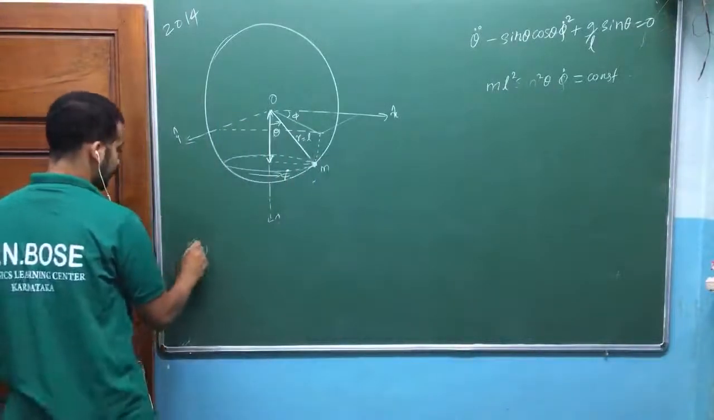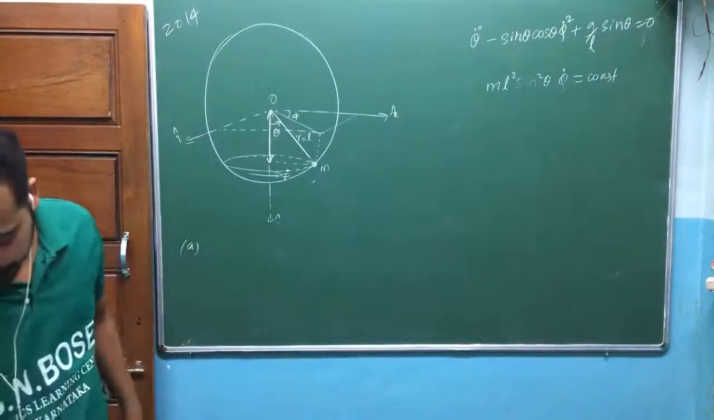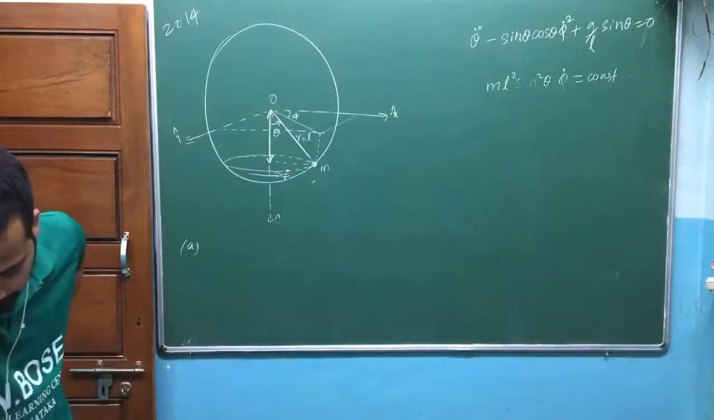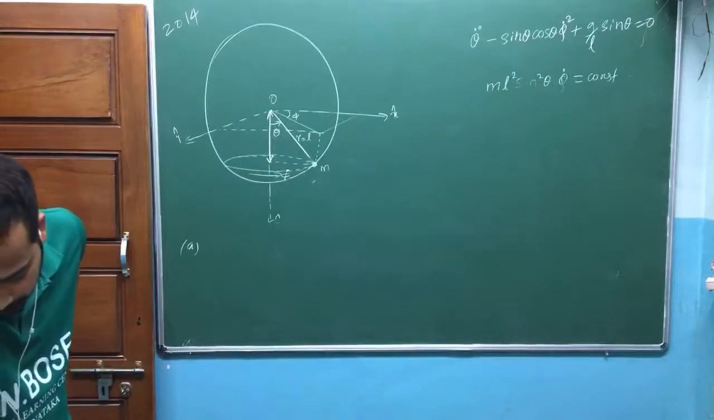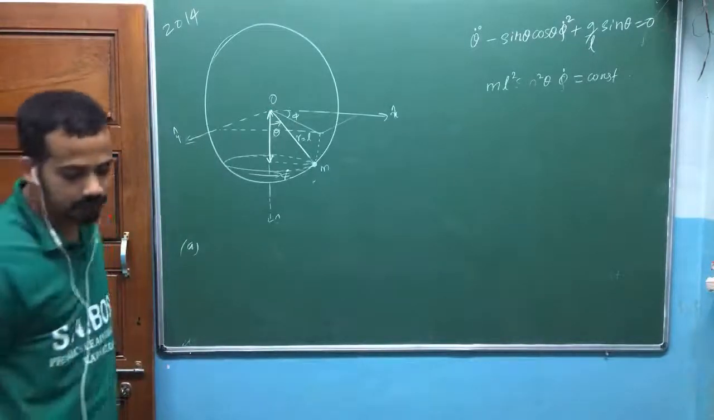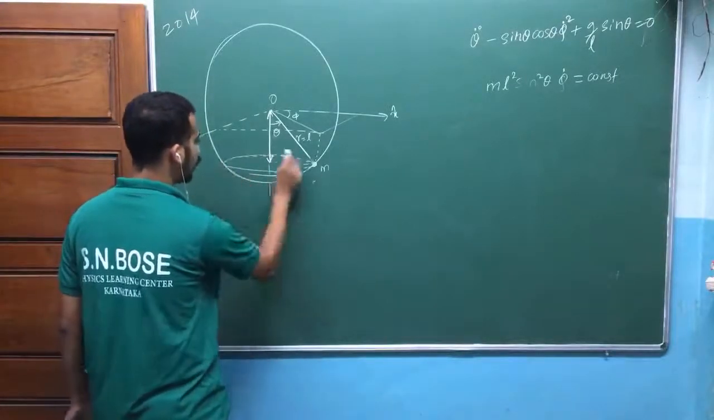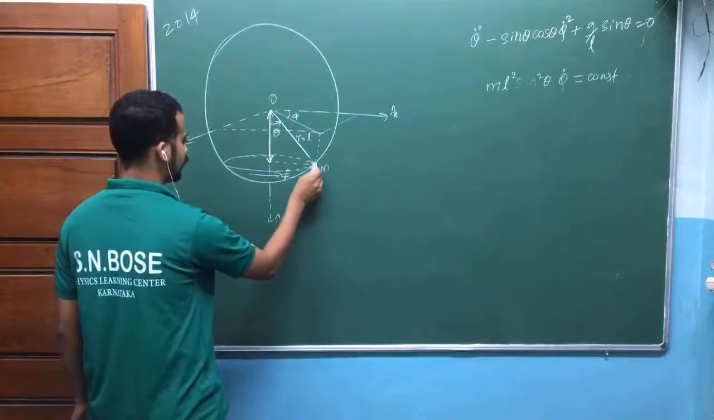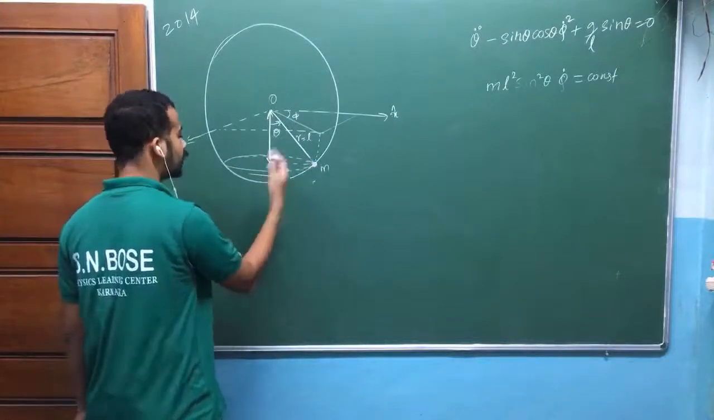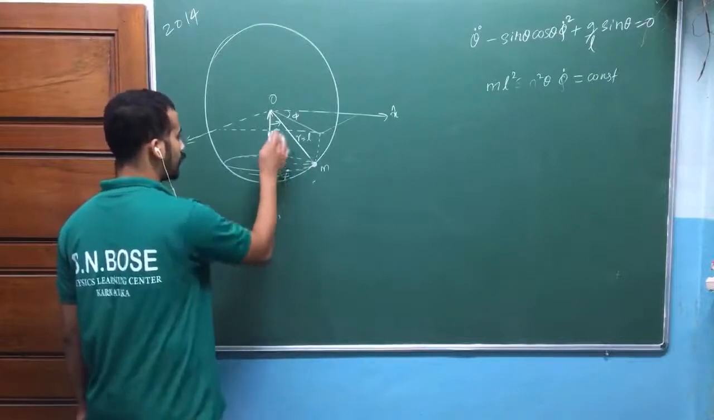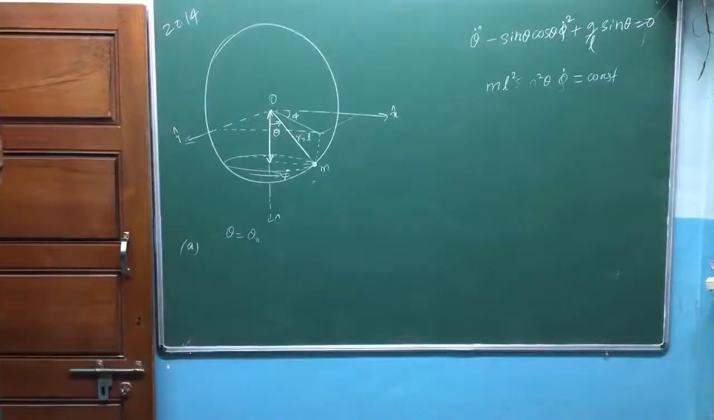Part A of the question. Let me do parts A and C here, because that's what I am expecting as an exam question. With what angular velocity will it move on a circle with a string making a constant angle theta naught? For what angular velocity can this mass m move on a circle, so that theta will be equal to theta naught? That is the question.